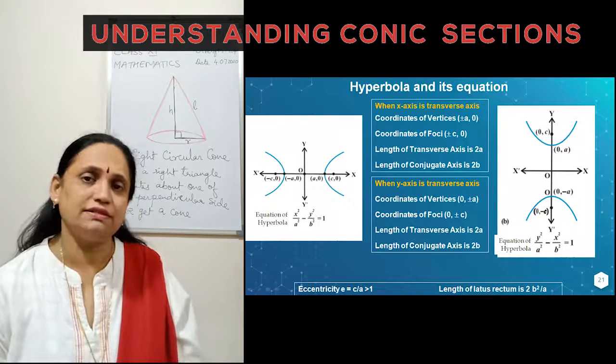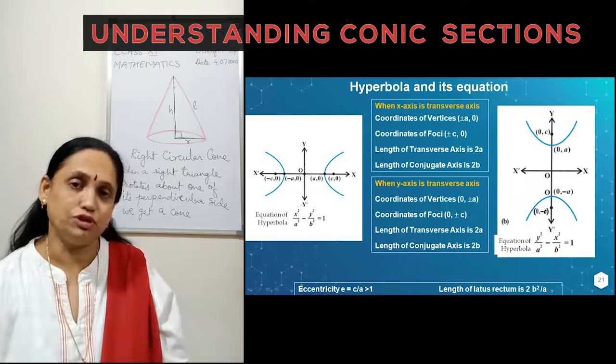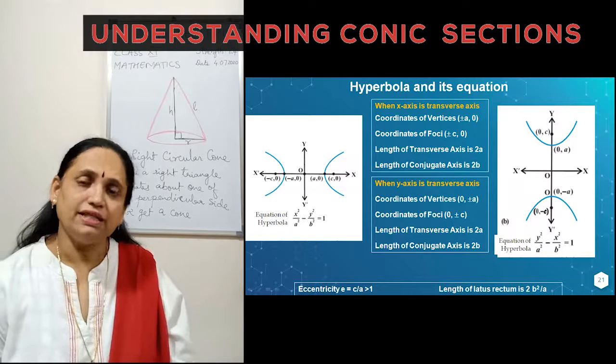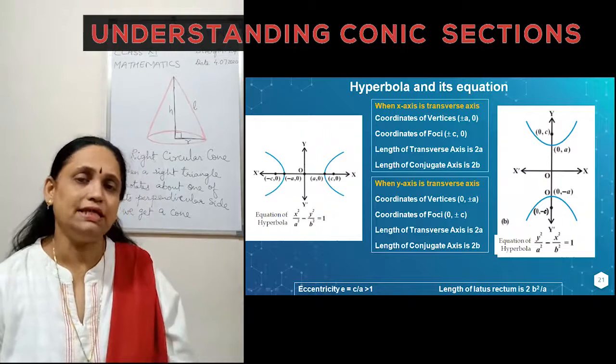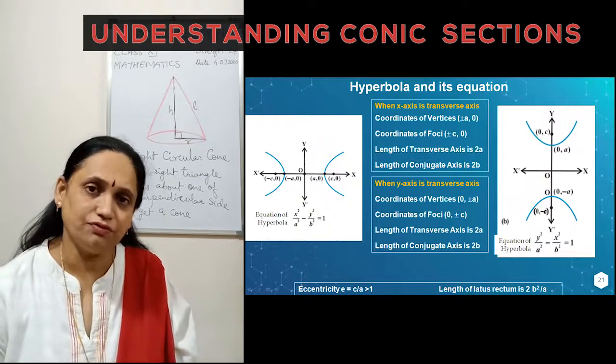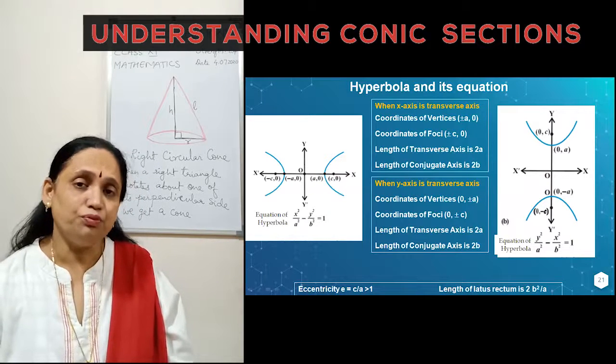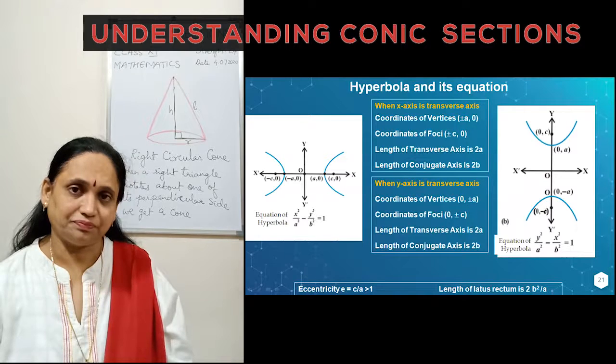In both the cases, length of transverse axis will be equal to 2a. Length of conjugate axis will be 2b. Eccentricity again would be c upon a. Here c is the largest, hence the eccentricity would always be greater than 1. Length of latus rectum would be 2b square upon a.